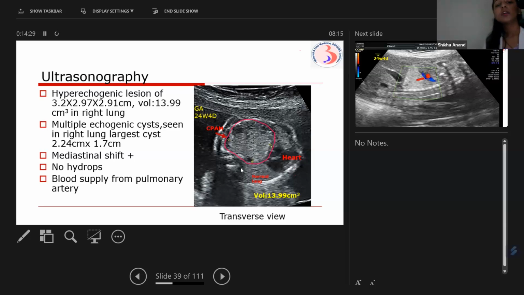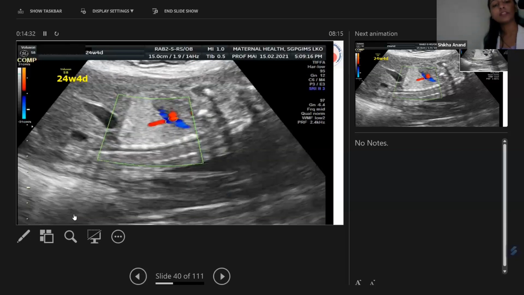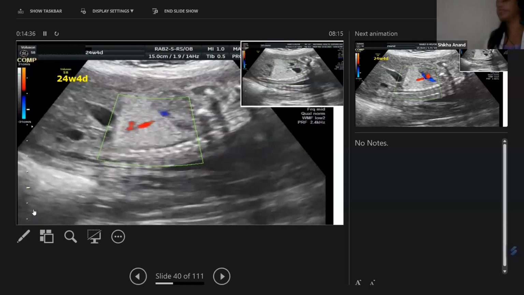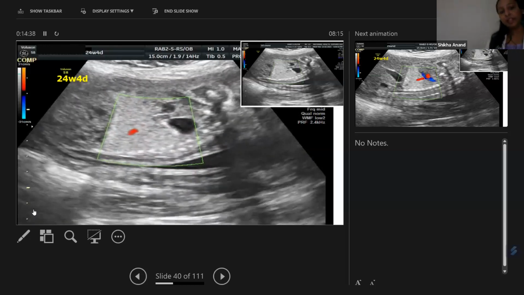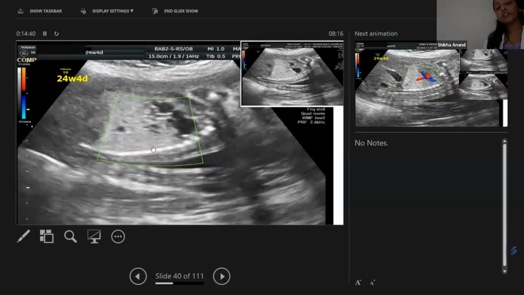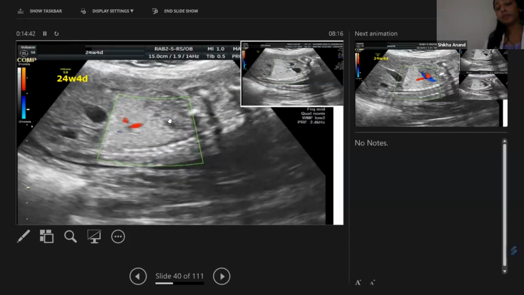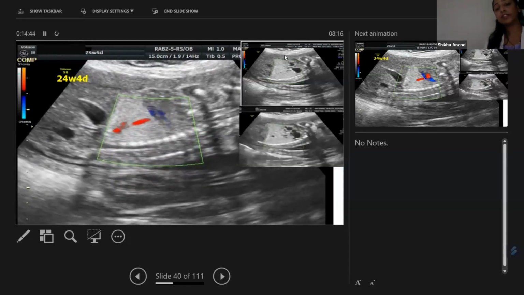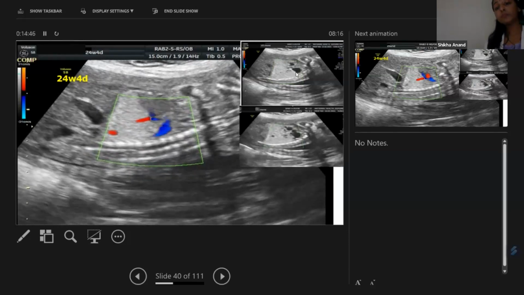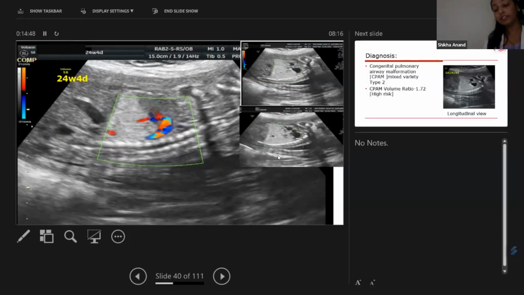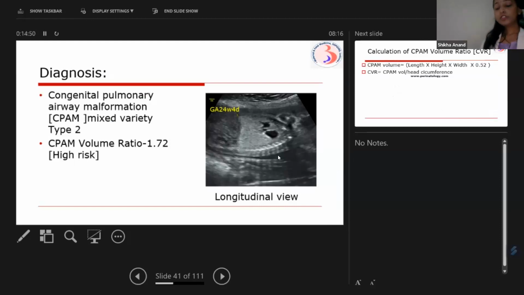On applying color, we found that it was receiving its blood supply from the pulmonary vessels. As you can see in the ultrasound video, the mass is receiving its blood supply, and you can also see that there are cystic areas present in the mass. There are macro and micro cysts present. Therefore, the diagnosis of congenital pulmonary airway malformation of mixed variety, type 2, was made.